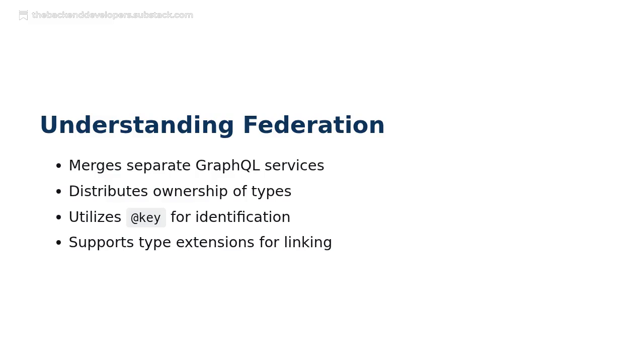Federation allows us to merge multiple GraphQL services into a unified supergraph. It distributes the ownership of types and fields across these services, enabling collaboration. The key directive is critical for uniquely identifying entities, ensuring seamless integration. Moreover, type extensions let us link related data effortlessly across services, enhancing our schema's flexibility and usability.